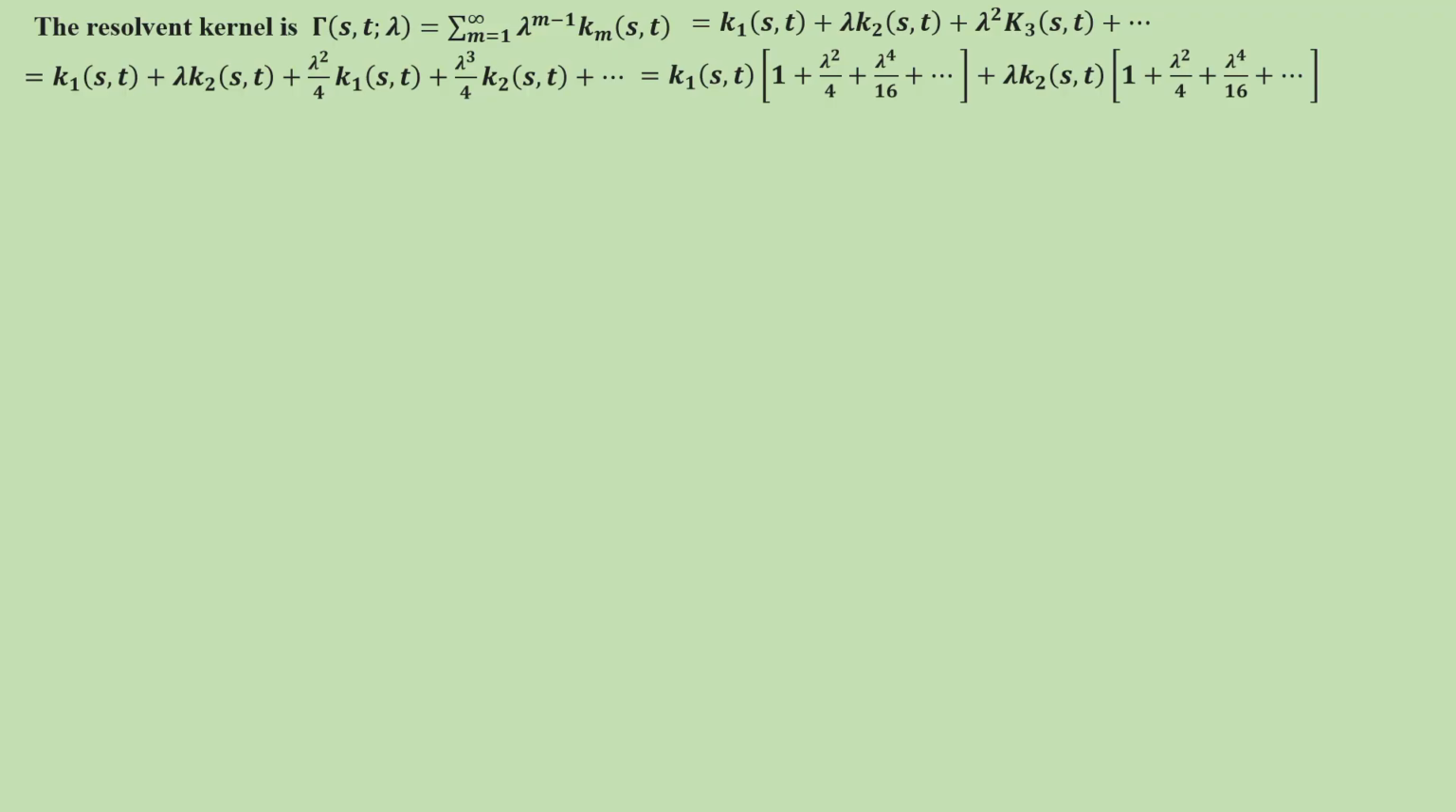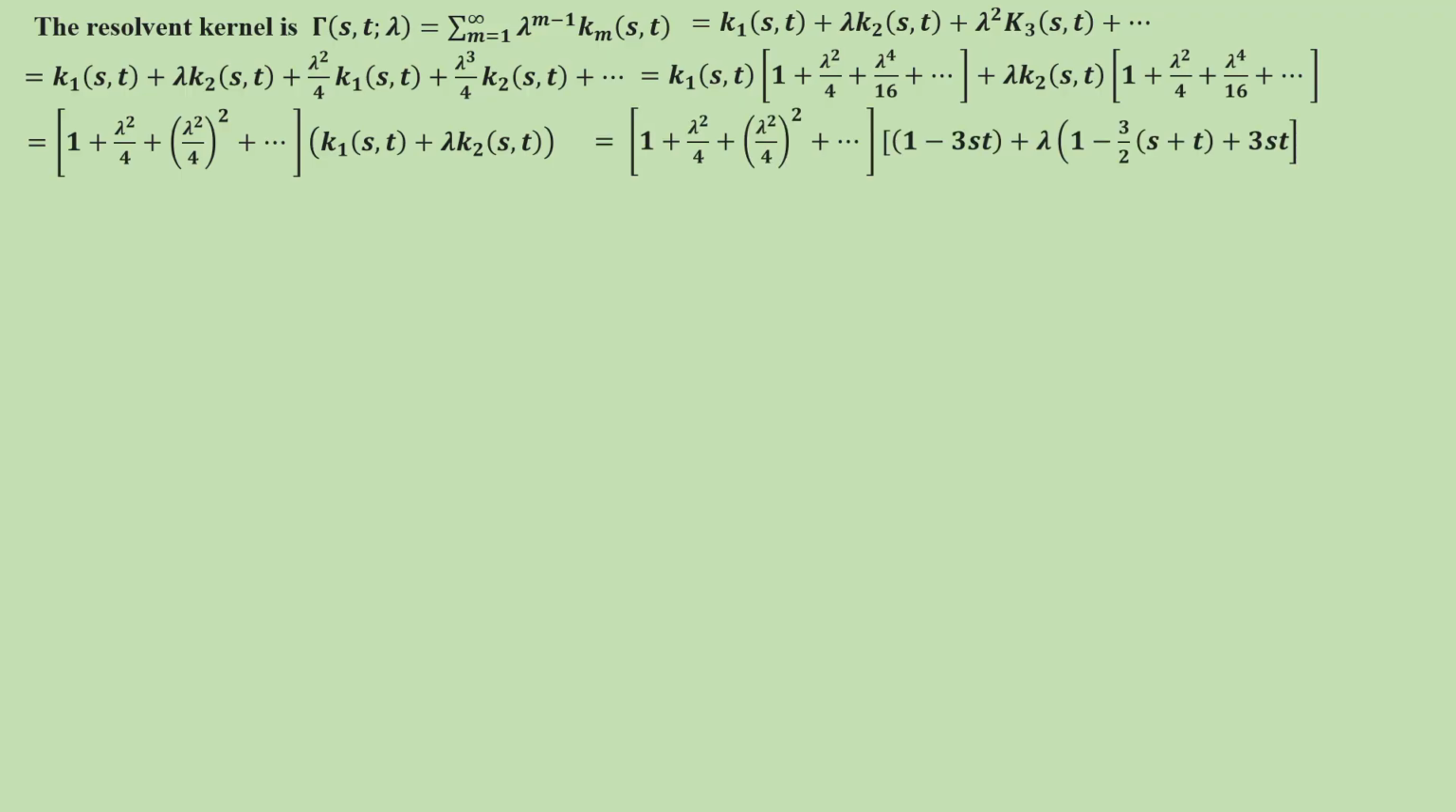So lambda k2 of s,t into (1 plus lambda square by 4 plus lambda power 4 by 16 plus etc). So these two are common. 1 plus lambda square by 4 plus lambda power 4 by 16 plus etc is common in both terms. Take it outside. Lambda power 4 by 16 can be written as lambda square by 4 the whole square, right? Into k1 of s comma t plus lambda k2 of s comma t. So this is equal to (1 plus lambda square by 4 plus (lambda square by 4) whole square plus etc) into (1 minus 3st), right?